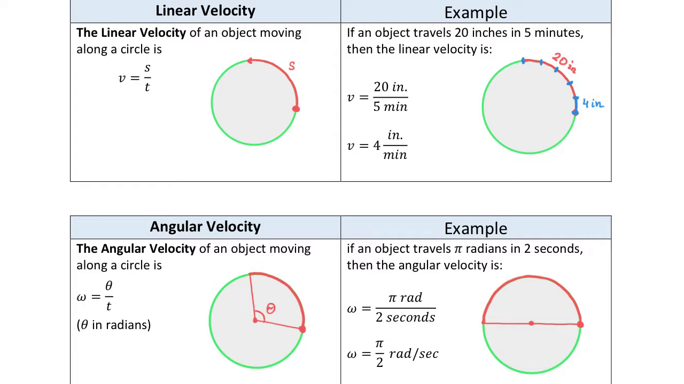We can say that this object travels pi over 2 radians every second. And pi over 2 radians is the same as 90 degrees. So the object travels pi over 2 radians in the first second and another pi over 2 radians in the second second. So if the linear velocity tells us the distance traveled by an object along the circle per a certain unit of time, then the angular velocity tells us about the angle traveled per a certain unit of time.